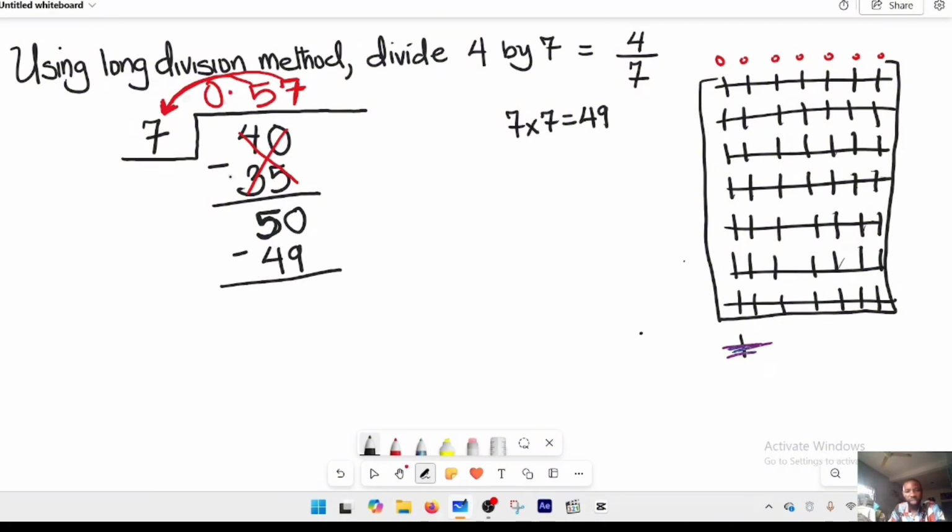50 minus 49 is 1. Watch, we are done with this one. We don't need this one anymore. Now we are looking at this, right? What are we going to do next?